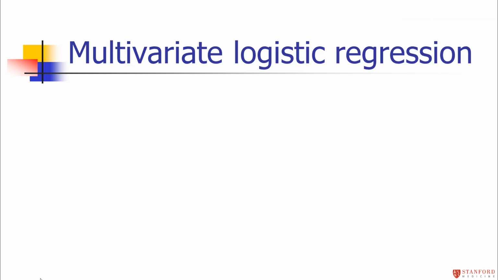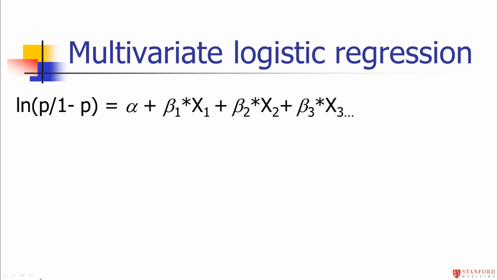I want to extend this logic to show how not only can we get odds ratios out of logistic regression, we can get multivariate adjusted odds ratios. Just as we made the leap from simple linear regression to multivariate linear regression, we can do the same thing with logistic regression. It's very easy to add additional predictors to the right side of the equation. We can have a bunch of predictors just like this. That's our multivariate logistic regression equation.